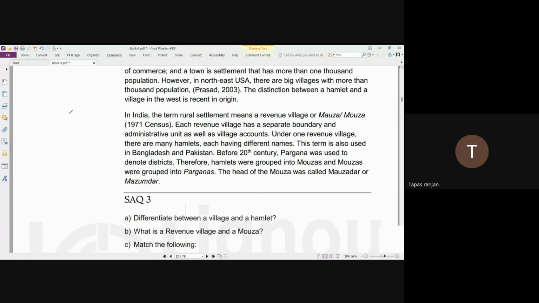So this term is also used in Bangladesh and Pakistan. As I have told you, the concept of village may change from country to country, and hamlets can be found even within a village, or hamlets can be found in isolation also.